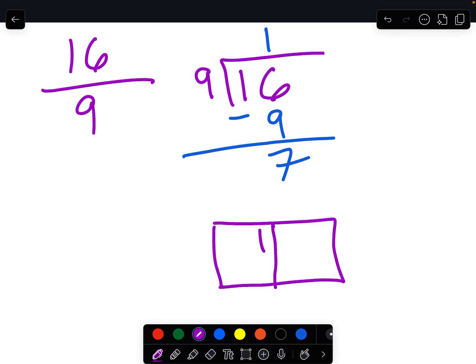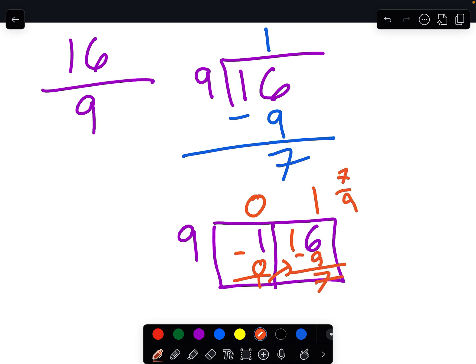Well, we've got 16 divided by 9. 9 goes into 1 0 times. Multiply 1. Now we put the 1 over here. 9 goes into 16 one time. Multiply that, and we end up with the remainder of 7, which gives us 1 7/9.